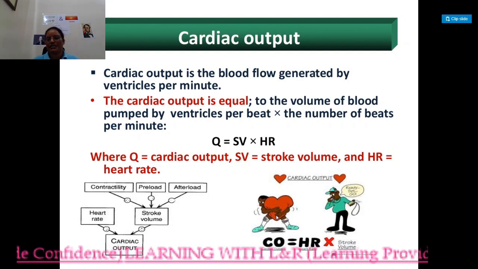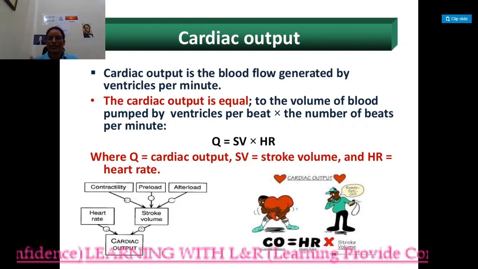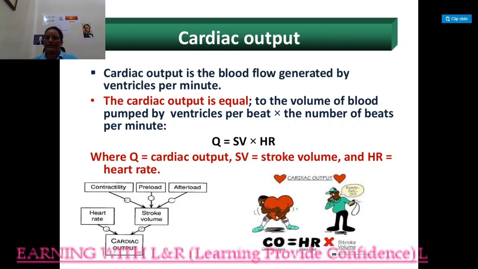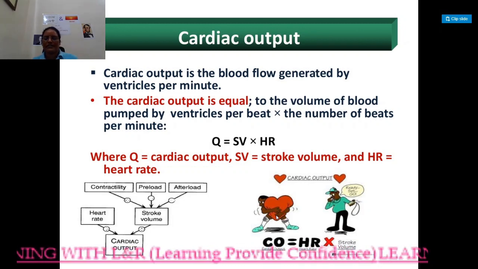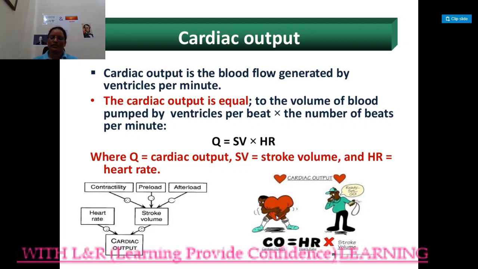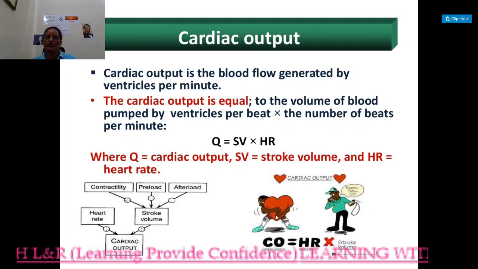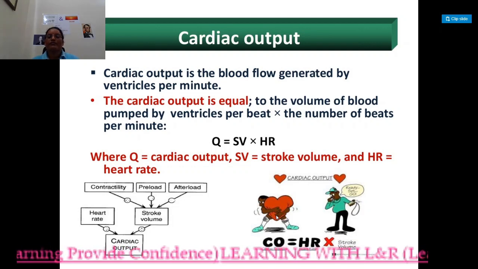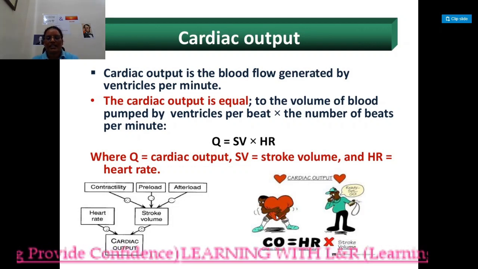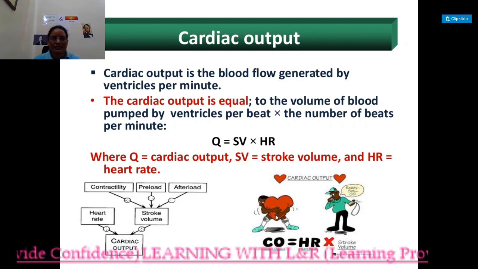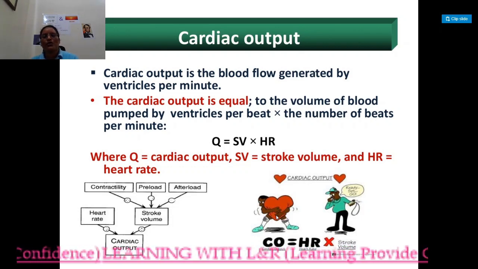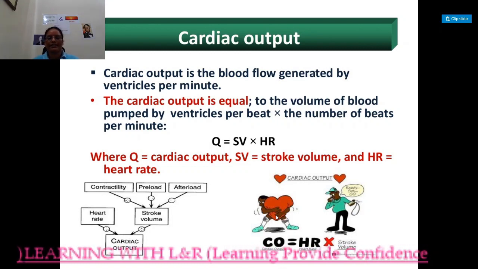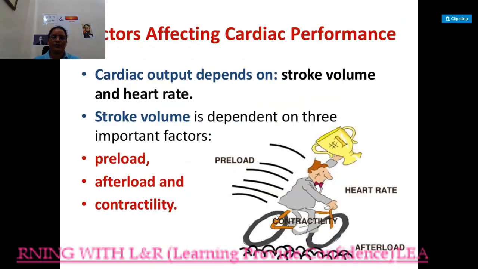How do we calculate the cardiac output? Cardiac output is equal to stroke volume times heart rate. In one beat the stroke volume is 70 and the heart rate is 70. So 70 multiplied by 70 is approximately 4900 to 5000 ml. And 1000 ml is equal to 1 liter, so 5000 ml is equal to 5 liters, and the cardiac output is 5 liters per minute. I hope you understand this.